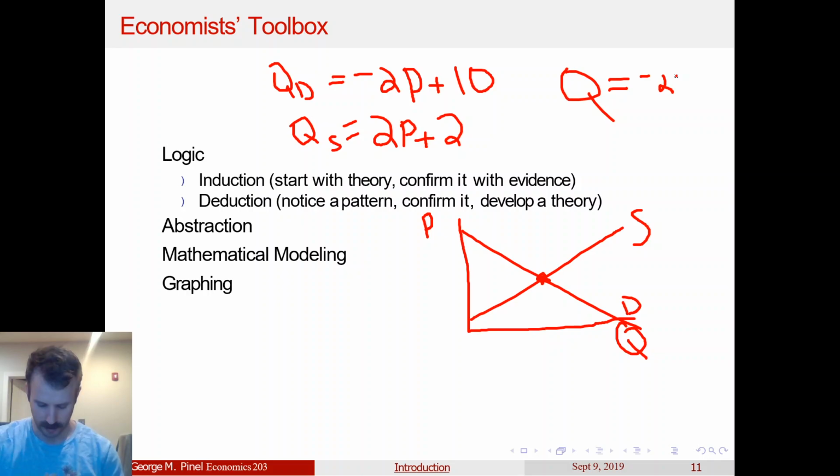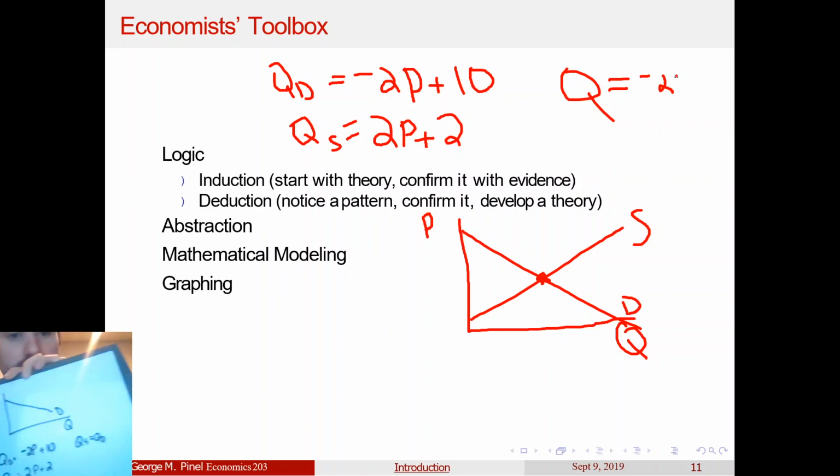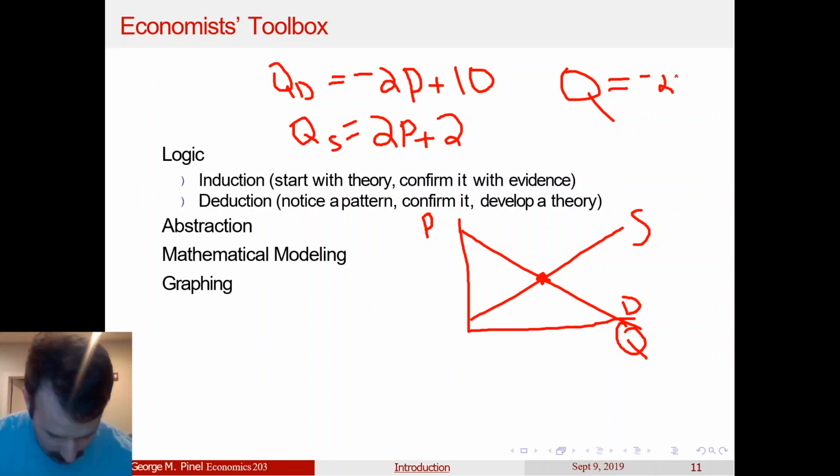Okay, so if I take QS equal to QD, then I can set these two equations equal to each other. Negative 2P plus 10 is equal to 2P plus 2.